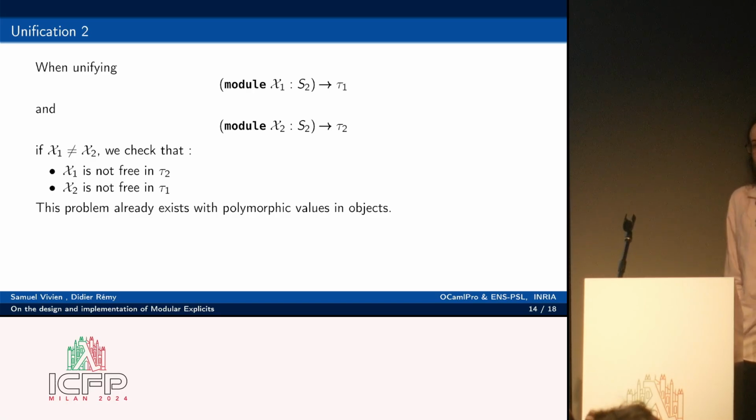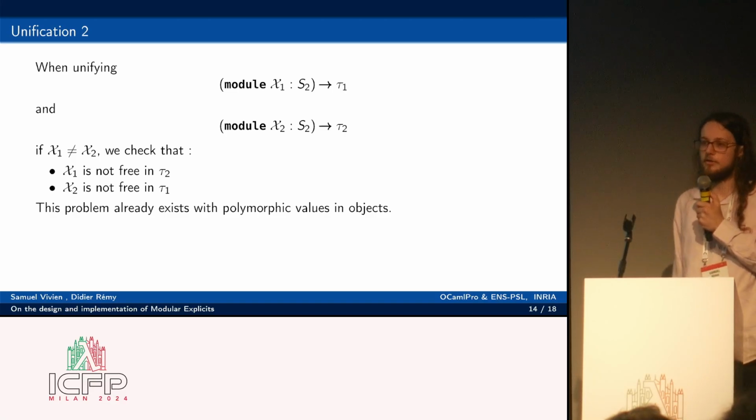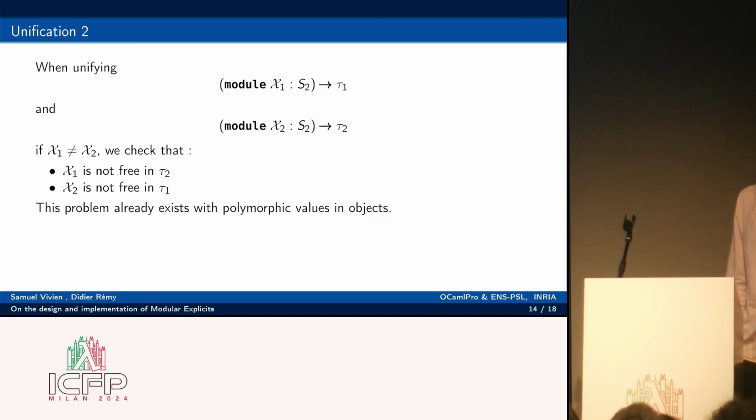And in this case, we might lose a bit of expressivity. However, this problem already exists with polymorphic values. And I didn't manage until now to generate an example that was limited by this restriction. So most likely, you will never see the difference, that there's this small restriction hiding somewhere in the code. And hopefully, in the future, it will be removed.